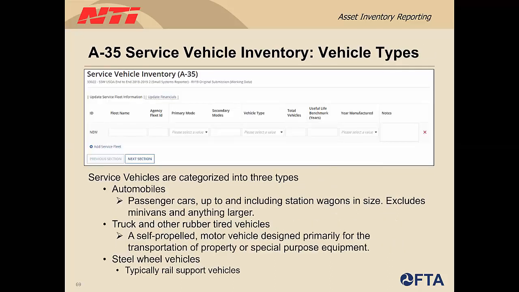There are 3 vehicle type categories on the A35 form. We first have automobiles, which are passenger cars, including anything the size of a station wagon or smaller. Minivans and larger vehicles should be reported under the trucks and other rubber tire vehicles category. Trucks and other rubber tire vehicles include SUVs, minivans, trucks, and any other large vehicles with rubber tires. The last vehicle type is steel wheel vehicles, which include tampers or other rail support vehicles.